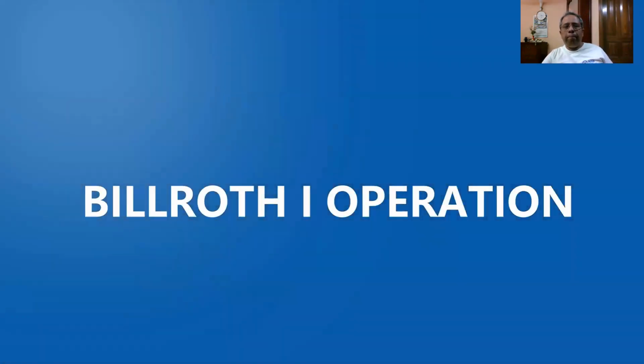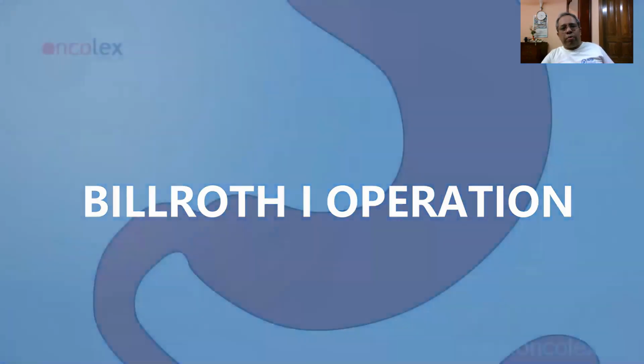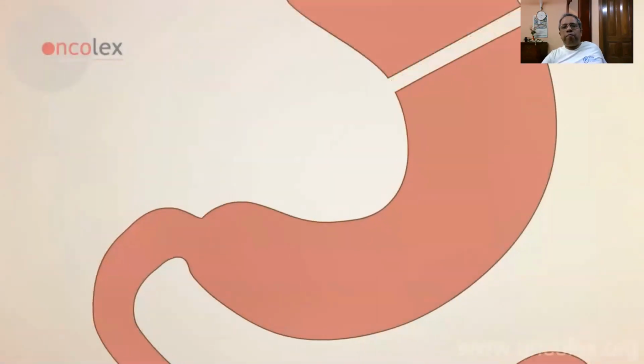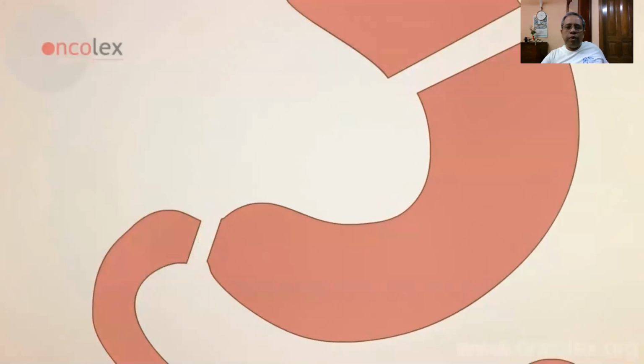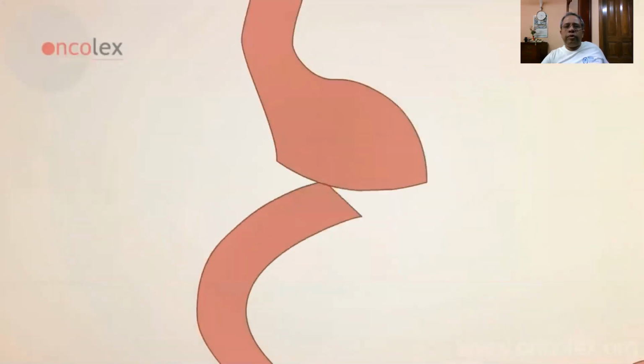So look at the Billroth operation. Billroth 1 operation. In the Billroth 1 operation, the distal stomach is anastomosed directly to the duodenum, end to end. This is Billroth 1.